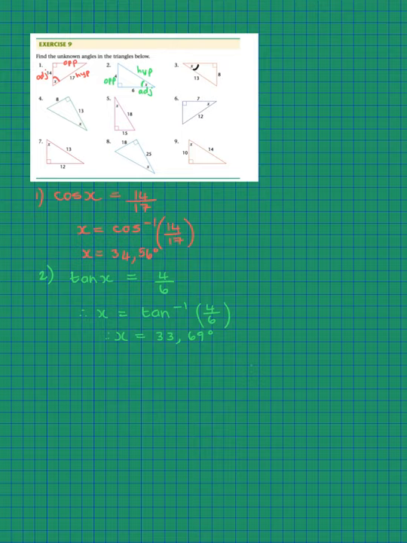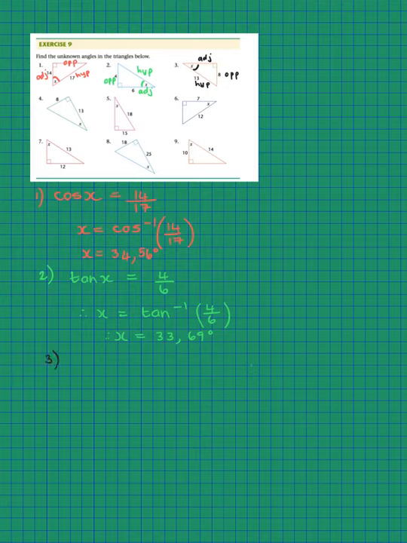Let's have a look at number 3. From the reference angle, they've given me the opposite length, the hypotenuse is 13, and the adjacent side, they haven't given me information about, but that's fine. I've got 2 out of 3 sides, that's perfect.